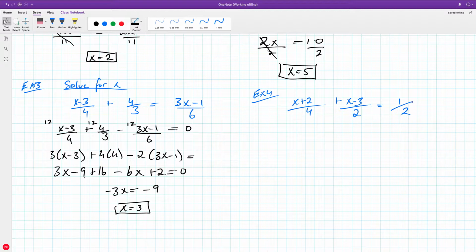Good stuff. So we got the knack of these. These are still linear equations, all right? These are linear equations. We're going to jump on to quadratics now.